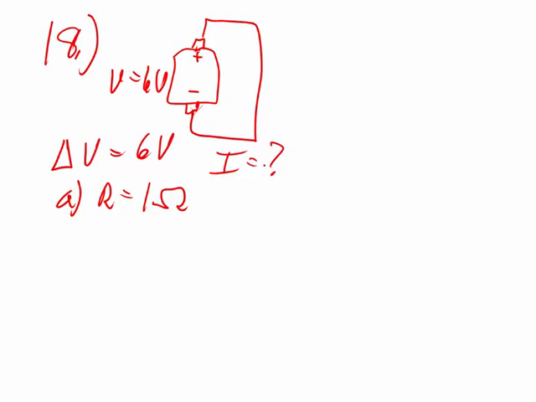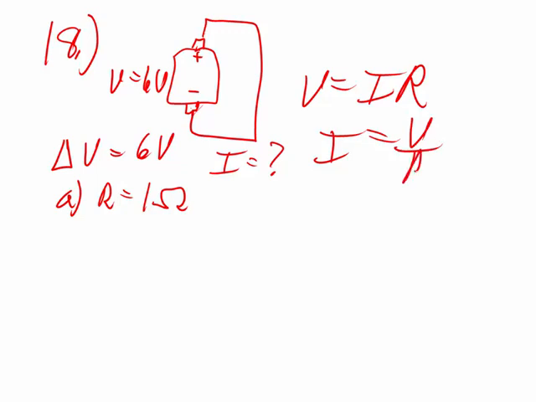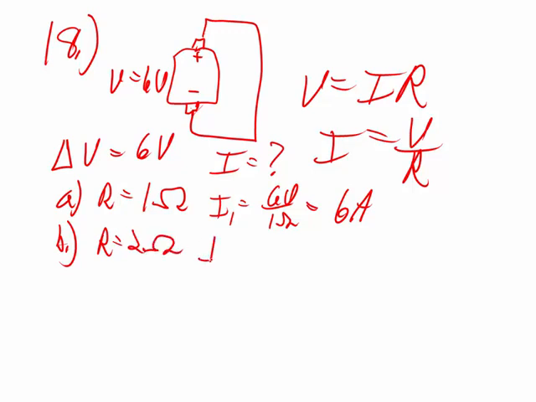So what is the current based on different resistances of the wire? If you have 1 ohm, we know that V is equal to IR. That's Ohm's law. And I is equal to the voltage divided by the resistance. So the current for 1 ohm is equal to 6 volts over 1 ohm, and that is 6 amps. Boy, that was hard, wasn't it? For B, it's 2 ohms. So the current for the 2 ohms is equal to 6 volts divided by 2, which is 3 amps, right?